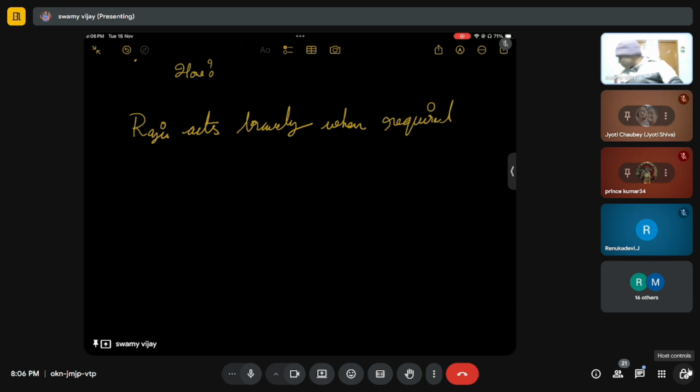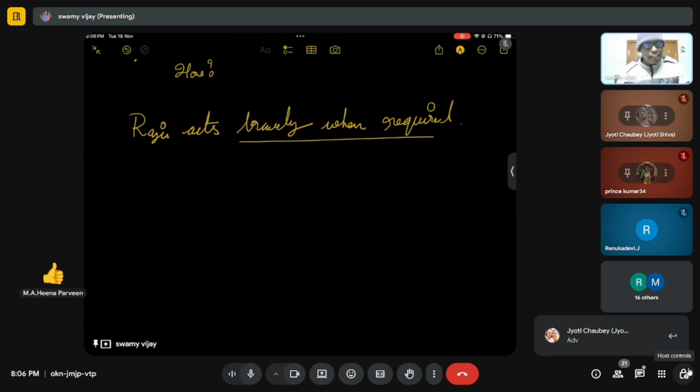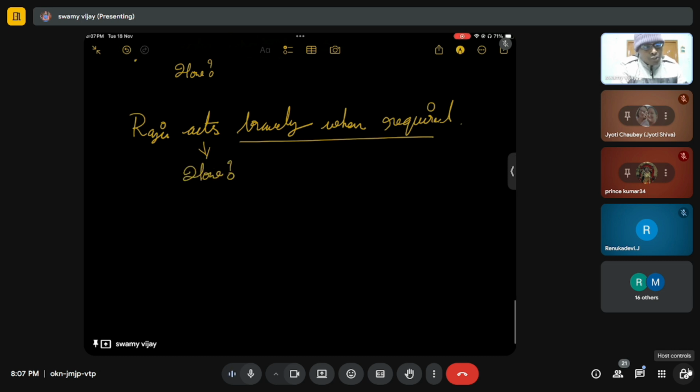Now tell me whether there is an adverb clause or not here. Is there an adverb clause or not? Raju acts bravely when required. You ask the question to the verb again. How? Raju acts. How does Raju act? He acts bravely when required.